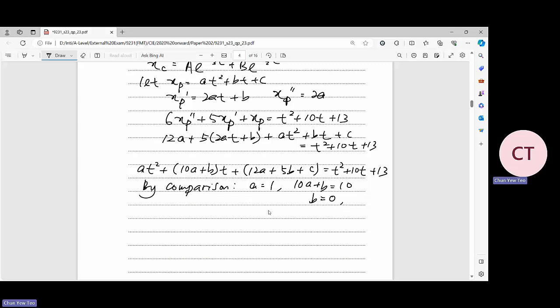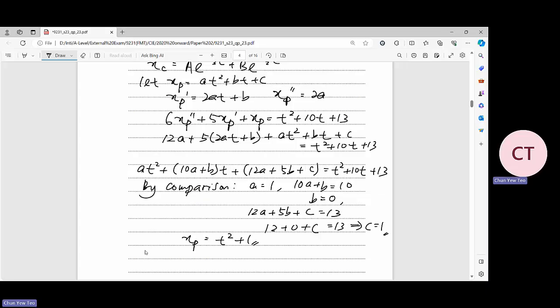Okay. Then 12a plus 5b plus c is equal to 13. So you have 12 plus 0 plus c equal to 13. Therefore, I have c equal to 1. That means my particular integral for xp will be t squared plus 1.